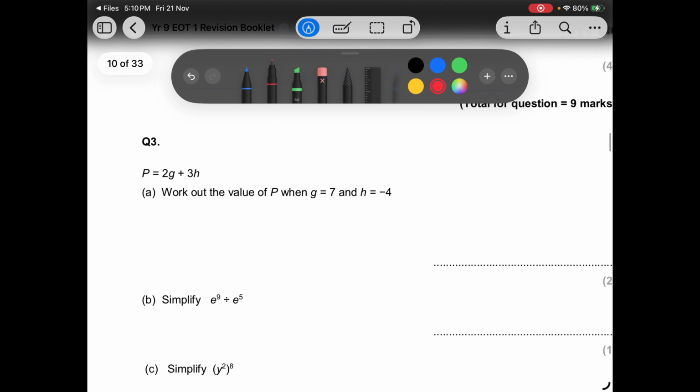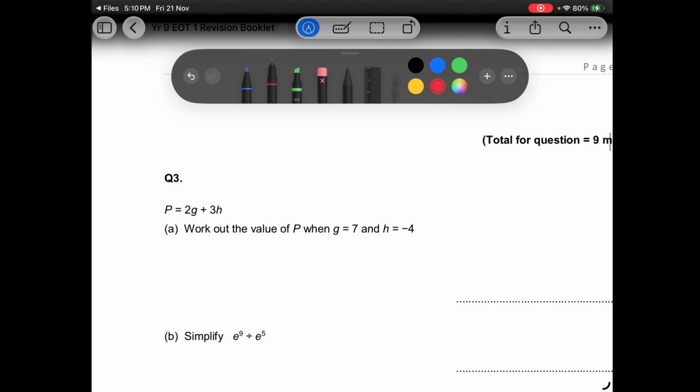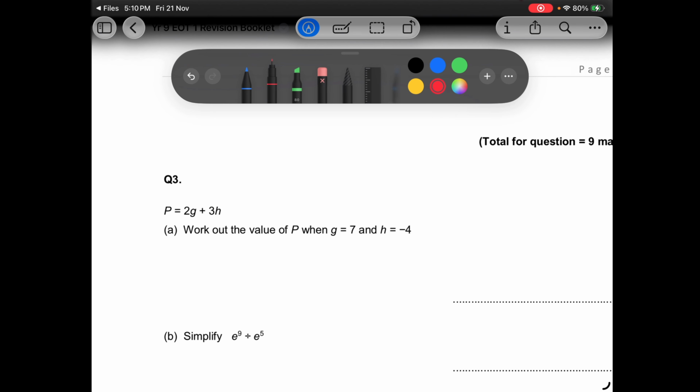Next, p equals 2g plus 3h. Work out the value of p when g is 7, h is minus 4. So this is no more than plugging in. I will write it for you, and you can just copy paste this in your calculator. Whatever the result was, it will be the answer.